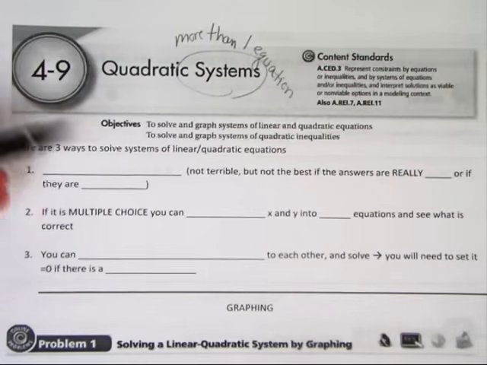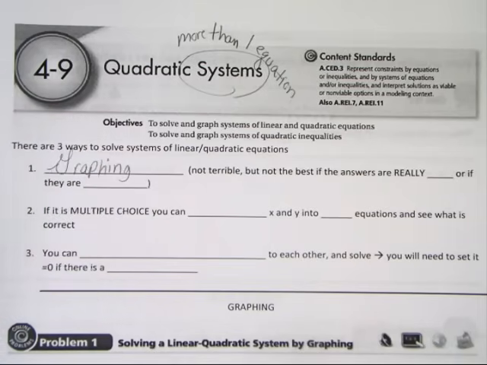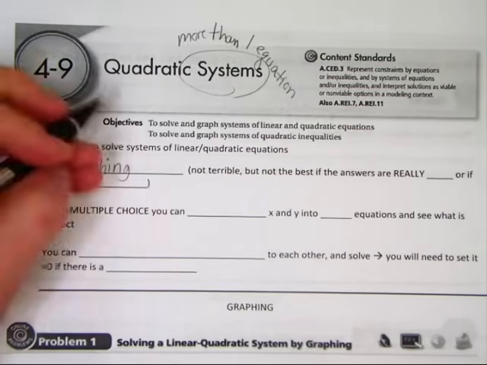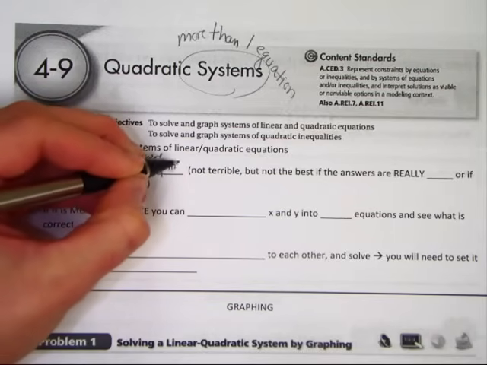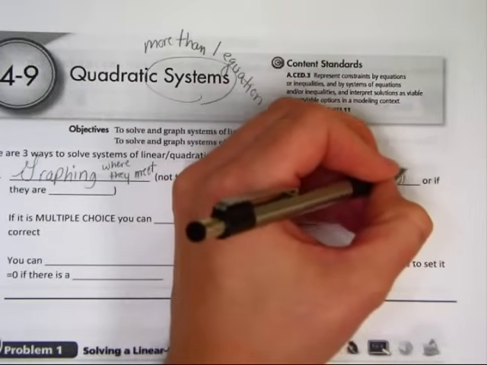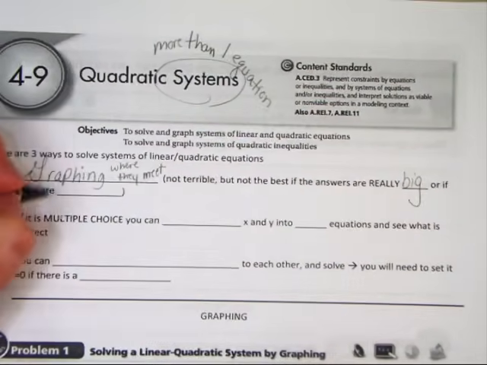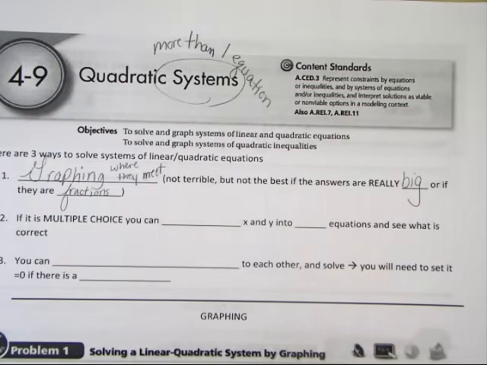Number one, you can solve by graphing. Just like you could in chapter 3, you can graph the two items and see where they meet. You should remember that from chapter 3 when we did this with straight lines. Now this isn't a terrible choice, but it's definitely not the best if the answers are really, really big or if the answers are fractions. You never want to do it if the numbers are super big or if they're fractions.